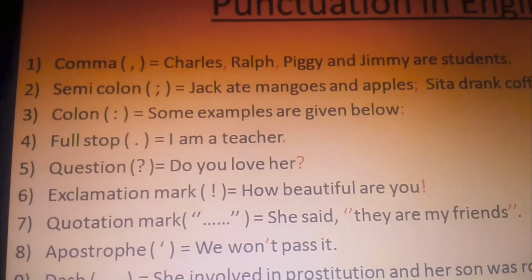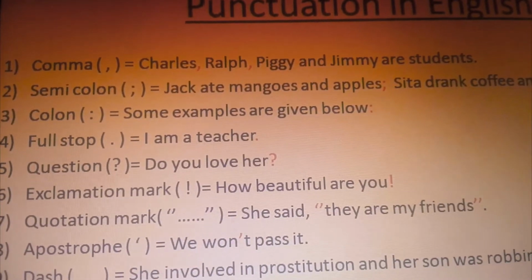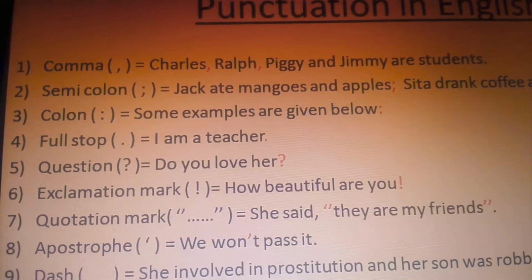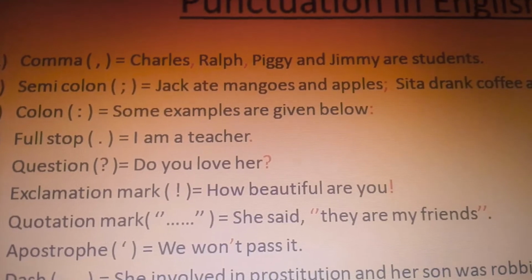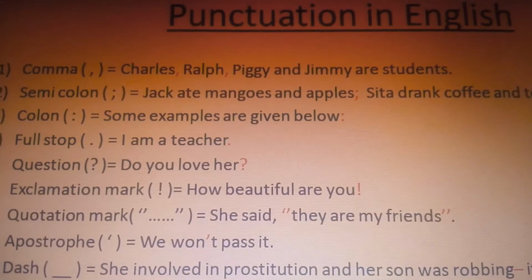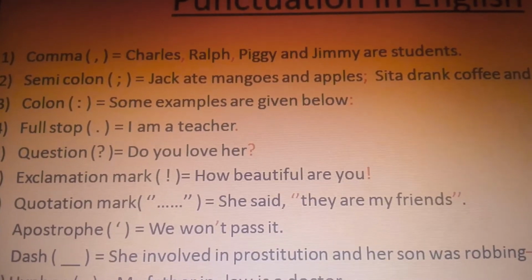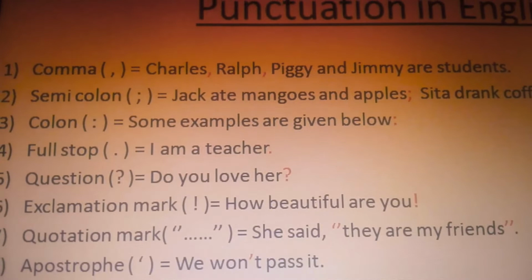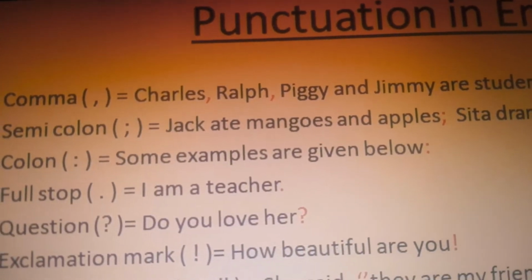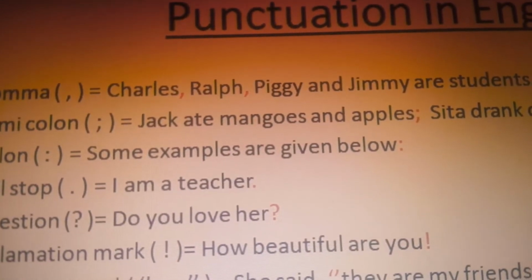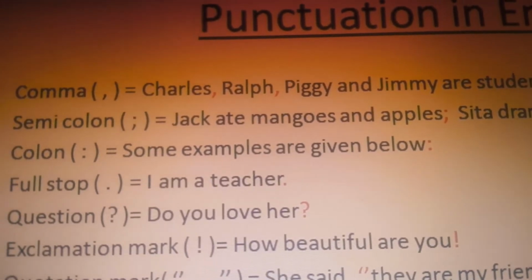The first and foremost thing that you need to know about punctuation is the comma. As you can see on the screen here, Charles, Ralph, Piggy and Jimmy are students. You can see the use of those comma punctuation marks there, after Charles, after Ralph. That is in the red color, you can see the comma there.